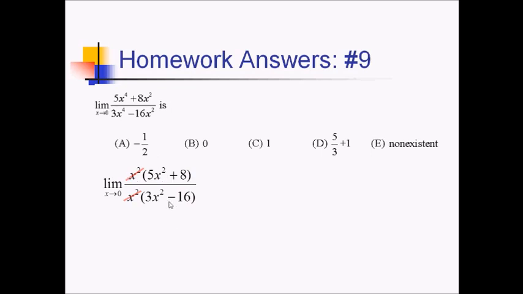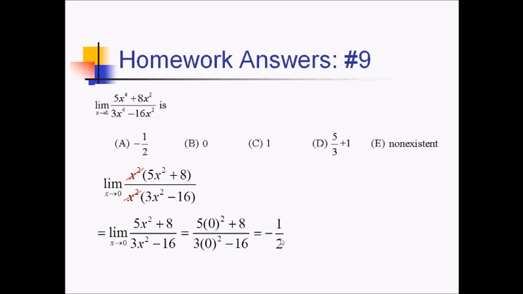So now just taking a look at what's left, plugging 0 into the remaining expression here, I'm going to have 5 times 0 squared plus 8 over 3 times 0 squared minus 16. These first terms just go away, and we've really just got 8 over -16, which I can reduce to -1/2. So that ends up being choice A.